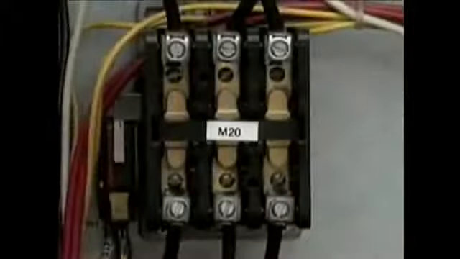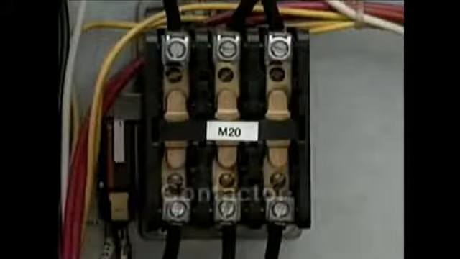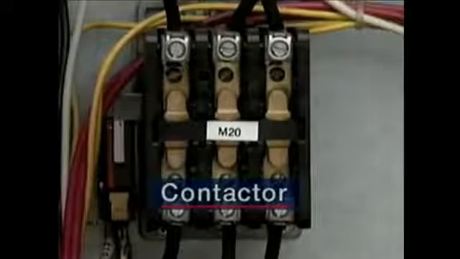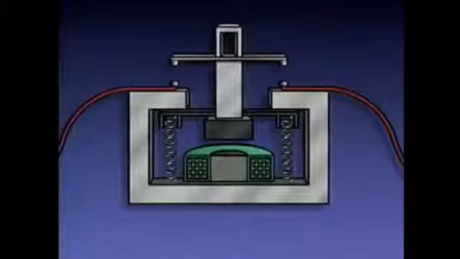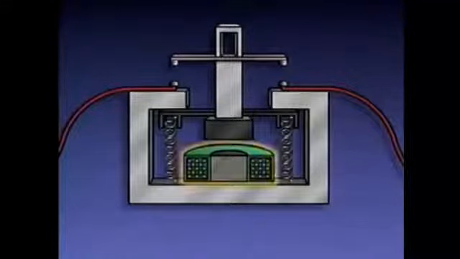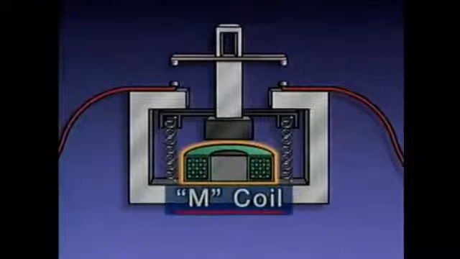One device that is often part of a motor controller is an electromagnetic switch known as a contactor or motor starter. When the contactor is operated, it allows current to pass through the controller to the motor. This is a simplified illustration of one type of contactor. During operation, current is supplied to a coil inside the contactor. This coil is known as the operating coil or the M coil.